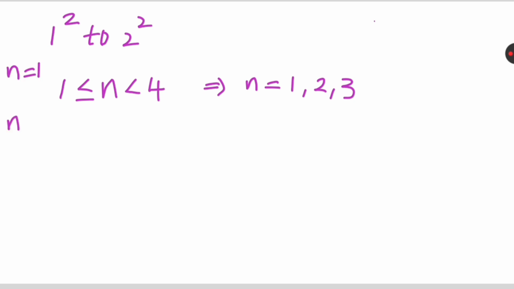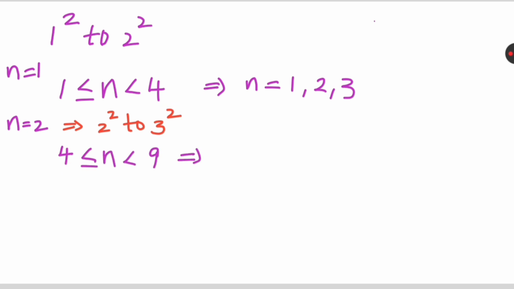Now take n as 2, with the range between 2 square and 3 square. We can write this as 4 less than or equal to n less than 3 power 2, and the value is 9. So what are the n values? Here also we have less than or equal to, so we start from 4. Then 5, 6, 7. Here we have 9 excluded, since n is less than 9, so we take up to 8.